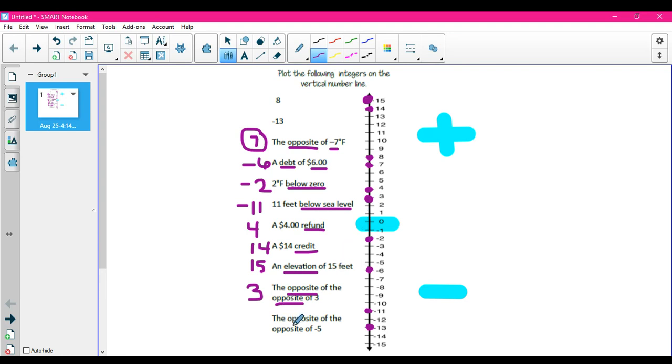We have another opposite of the opposite. So we have the opposite of negative 5. So again, we take negative 5 and find its opposite. The opposite of negative 5 is 5. And then we take the opposite of that, and we end up with negative 5. We get right back to where we started. So we have to plot negative 5 below 0 right here on the number line.